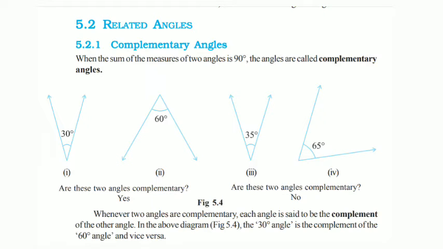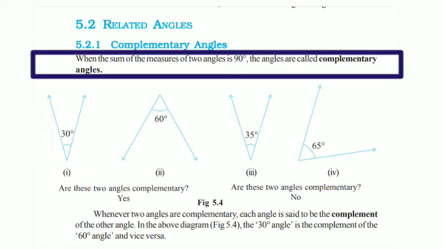Now coming to the angles. In these angles, we already know the basics. So here we will look at combinations of two angles. The first thing is complementary angles. Complementary means when the sum of the measures of two angles is 90 degrees, the angles are called complementary angles.